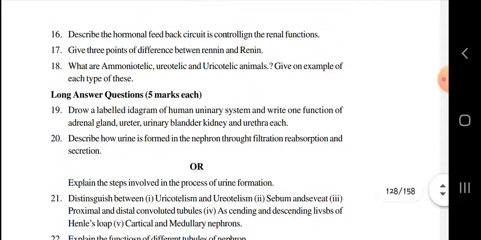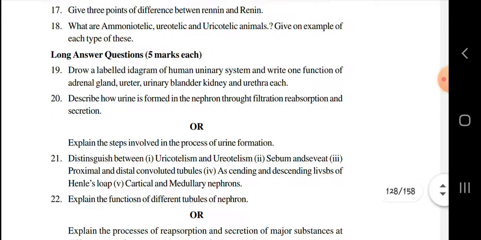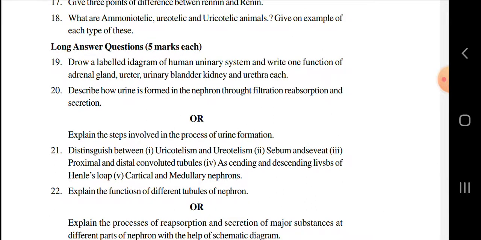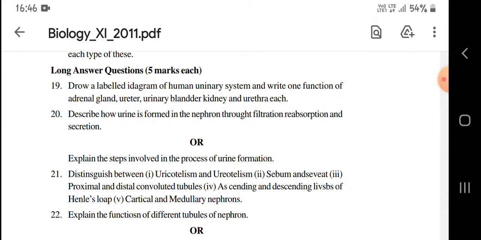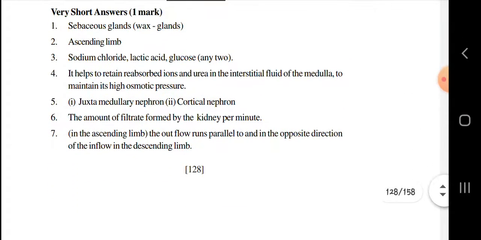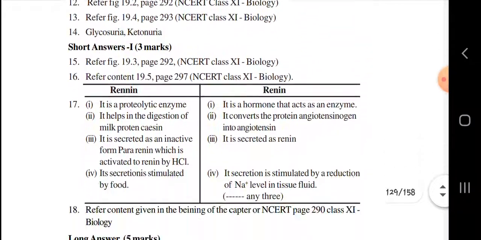Next, this is the 5-mark question they may ask: uricotelism and ureotelism. You have to know the difference. In ureotelism urea comes out, and in uricotelism uric acid comes out. You should know the difference. Next, this is the answer; here they have given some question and answer.